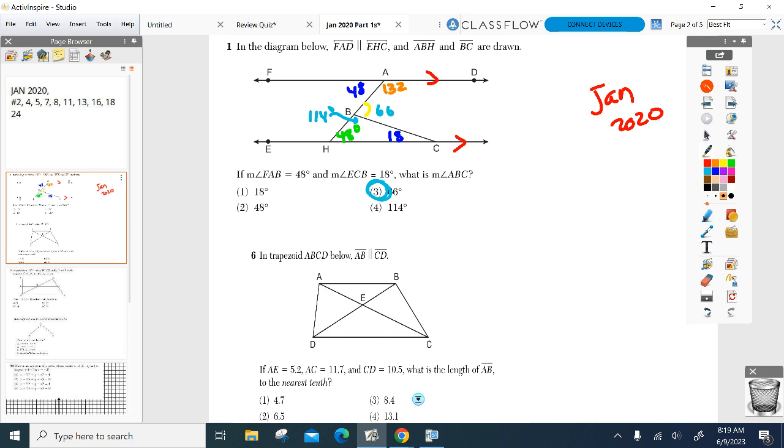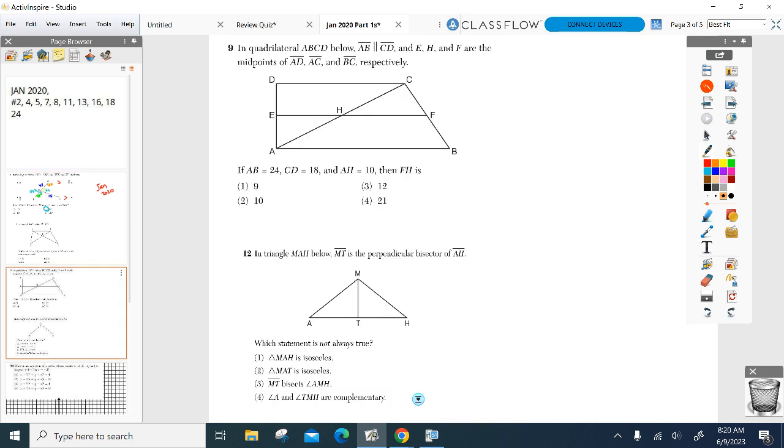And take a look at the other three choices. 114, the one right next to it. 18 and 48, the ones that were given. They want to try to just suck you in there. Questions? Okay, I want to make sure I get through a couple.